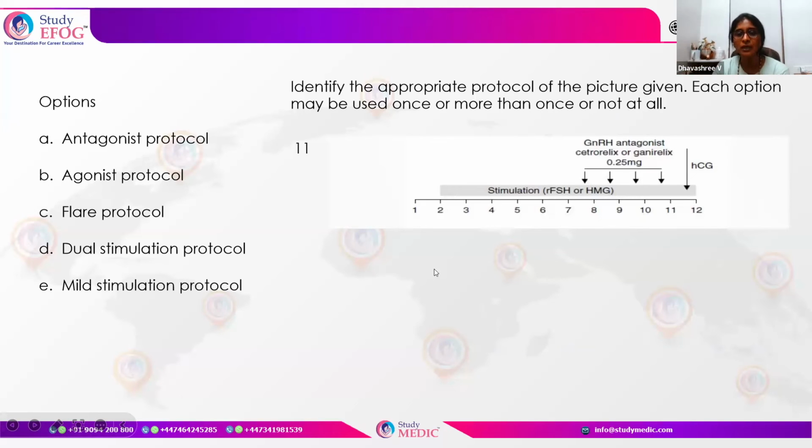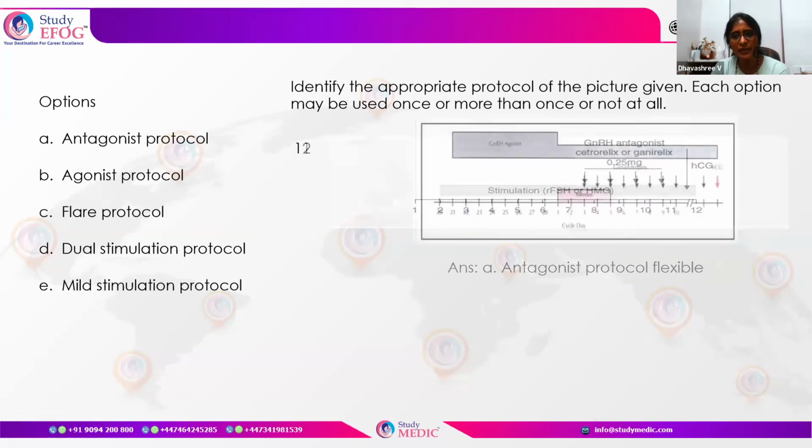This is an EMQ. So what happens here is on day 2, we have started the stimulation with gonadotrophins. And on day 7 or day 8, we have started a GnRH antagonist, that is cetrorelix or ganirelix. So what is this protocol called? Yes, it is the GnRH antagonist protocol. Here it is a flexible protocol because we have not started on day 5 or day 6. Based on the size of the follicle, they must have started it. So it is the antagonist protocol, which is answer A.